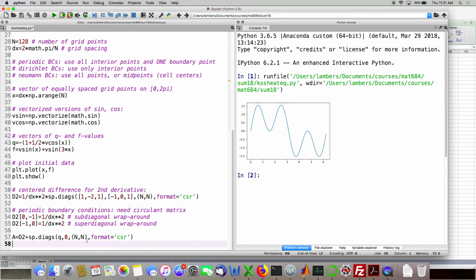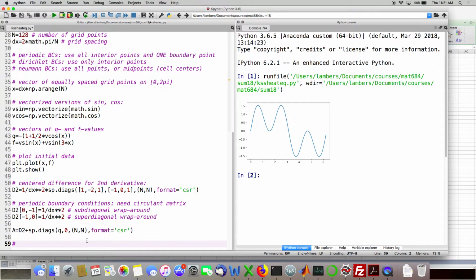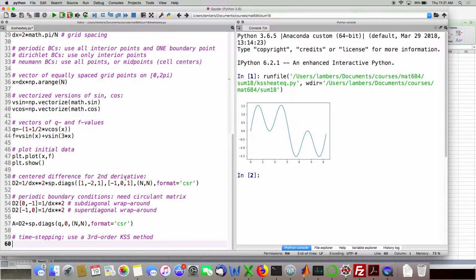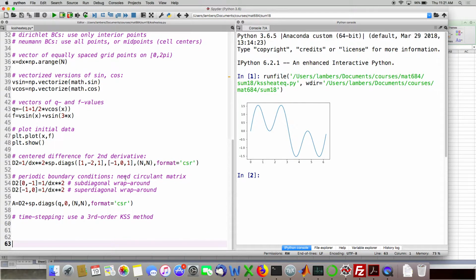So how are we going to handle time stepping? Now we've seen some time stepping methods, the simplest ones already, like forward Euler, backward Euler, Crank-Nicolson, etc. But now I thought I'd do something a lot more interesting. So for the time stepping method, use a third order KSS method, which some of you deal with for your research or have dealt with at one time or another. So I thought this would be a little more interesting, even if more difficult to digest. But it's ideally suited for this kind of problem, where we have these periodic boundary conditions.